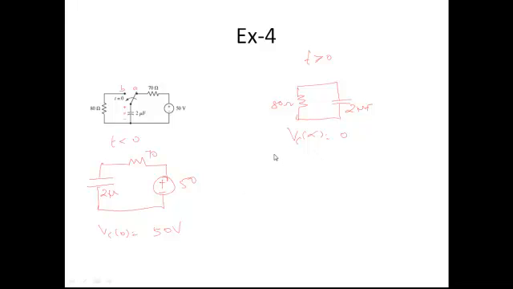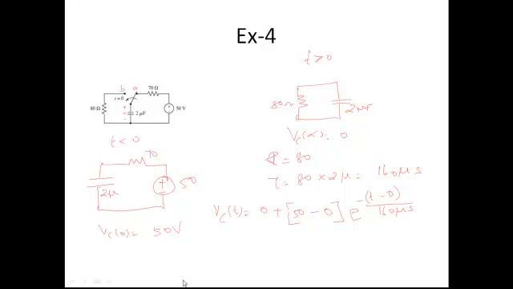You need to find out R equivalent. Here, there are no two or more resistances; there is only one single resistance. So R is equal to 80 ohms. So tau is equal to 80 into 2 microfarad, which is 160 microseconds. Therefore, you can frame the equation directly. VC of t is equal to VC of infinity plus VC of 0, which is 50 volts, minus VC of infinity, which is 0, times e power minus (t minus t naught) divided by tau, 160 microseconds.